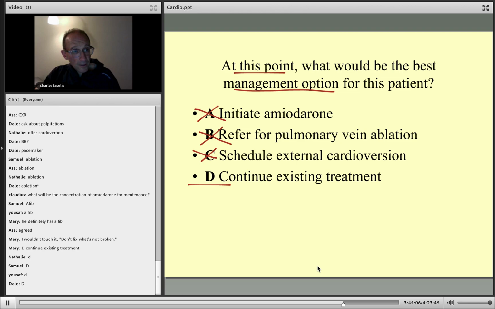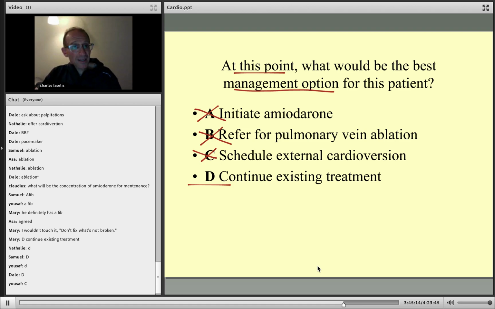Now look. If this guy said, look, I'm having bouts of runs of AFib, and it's making me feel uncomfortable, I can't live my life, then you decide to do pharmacologic cardioversion, ablation, external cardioversion. There's a lot of things we could do.